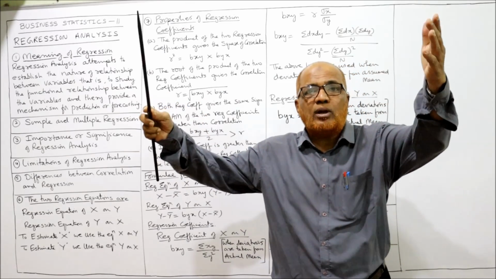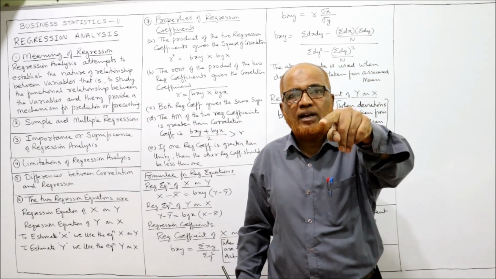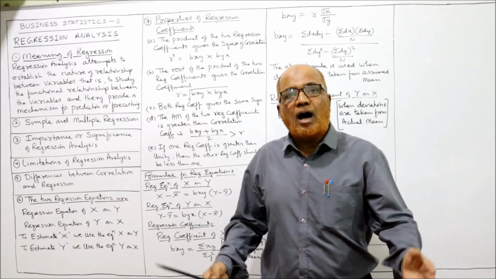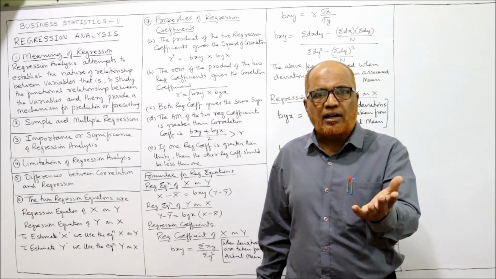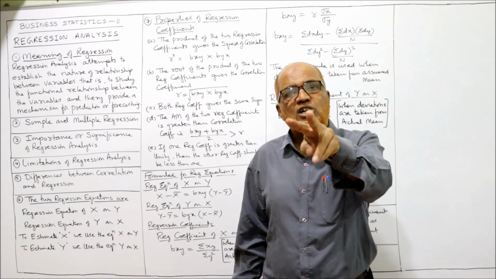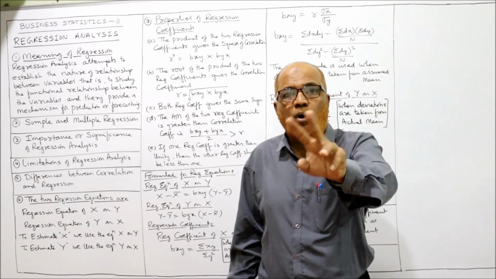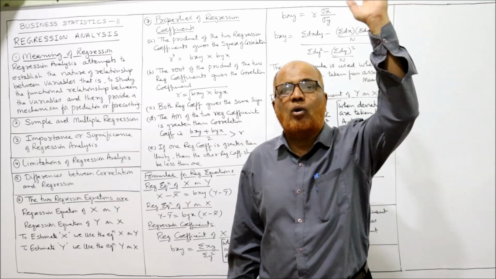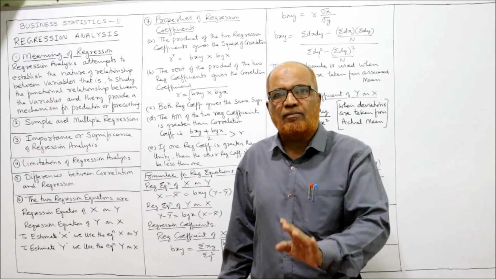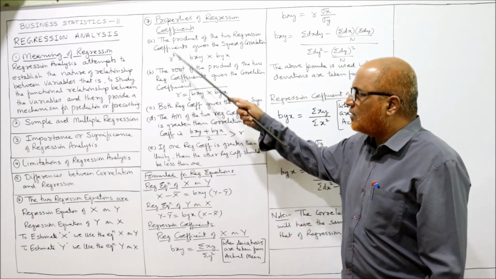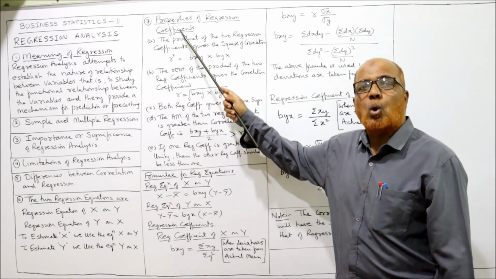Both will not be more than 1. If one is more than 1, the other should be less than 1. Both may be less than 1. It may happen. There's a possibility that both regression coefficients may be less than 1, but both regression coefficients can never be more than 1. If one is greater than 1, the other must be less than 1. That is the property. So these are the 5 properties of regression coefficients.